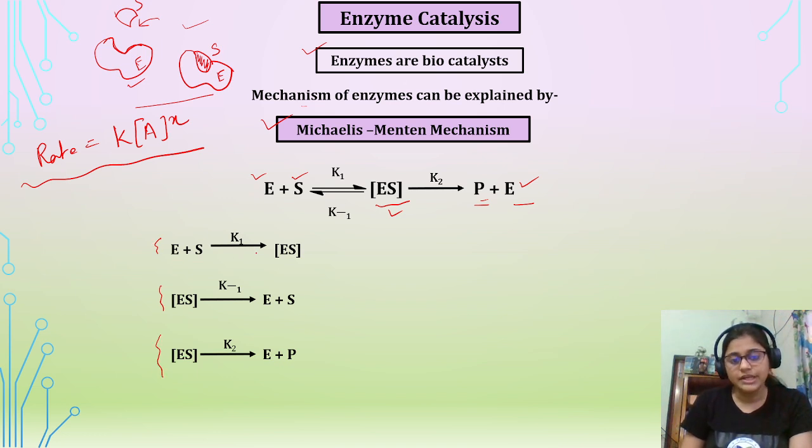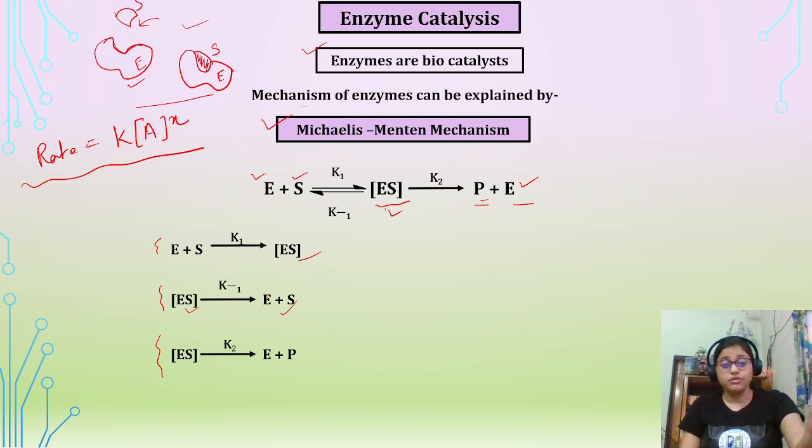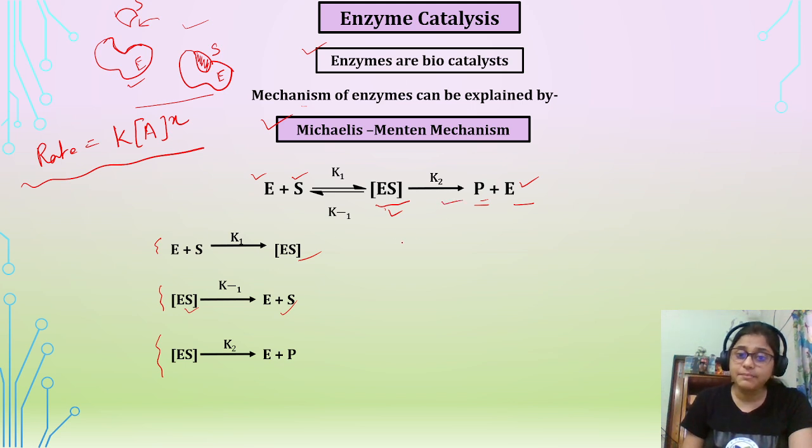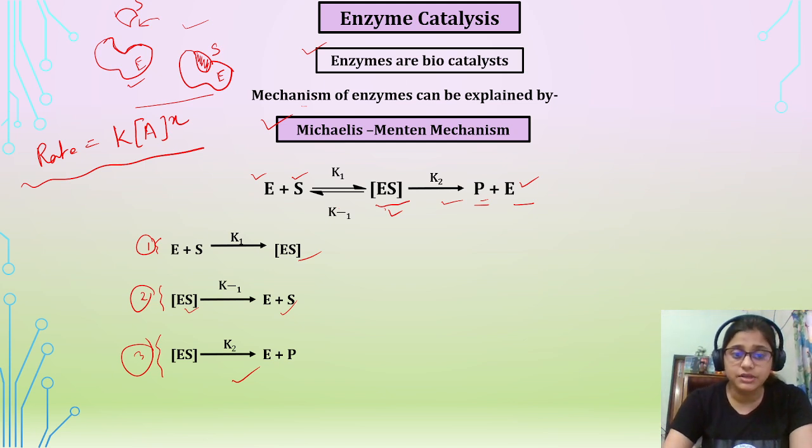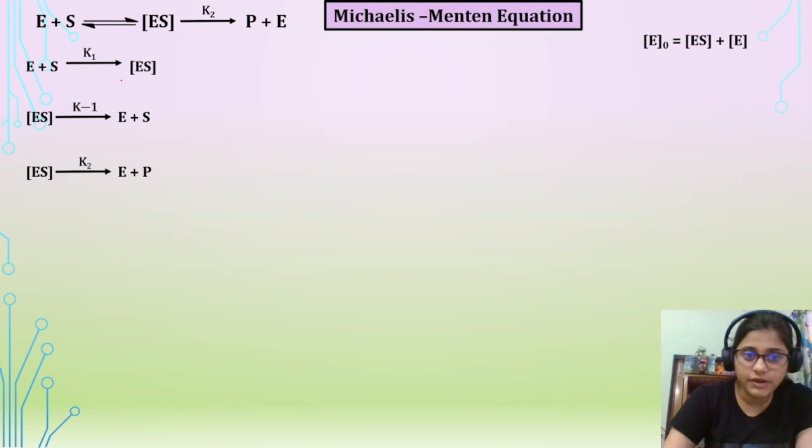E plus S will form ES. This is the forward step, and in the backward step, ES will form E plus S again. This is the backward step, and K inverse is the rate constant here. And after that, this step. So there are 1, 2, 3 steps if you look clearly. The third step is ES forming product and enzyme. So we have to derive the rate of reaction. These are the steps involved.